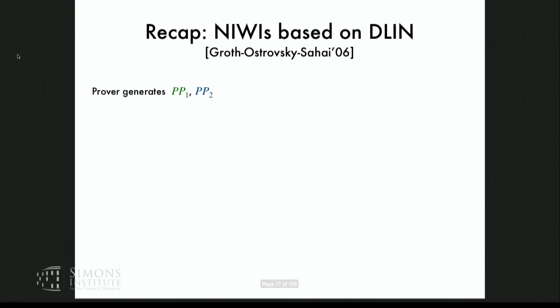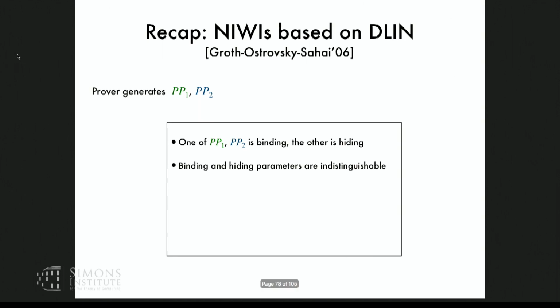And to do that, let me just briefly recall how the NIWI proof system looks like. Okay? So the NIWI proof system is a modification of the NIZK proof system, where now note that there's no parameter in the CRS anymore, right? So there's no CRS. So the prover has to generate the parameters, right? So we're going to make him generate two parameters. And what is the point of making him generate two parameters? They have these two very nice properties that one of these two parameters has to be binding and the other has to be hiding. Okay?